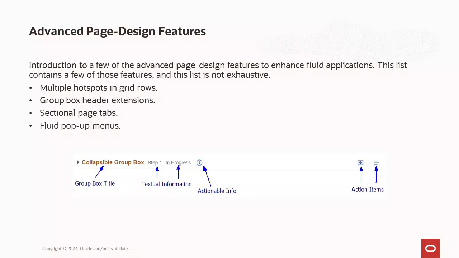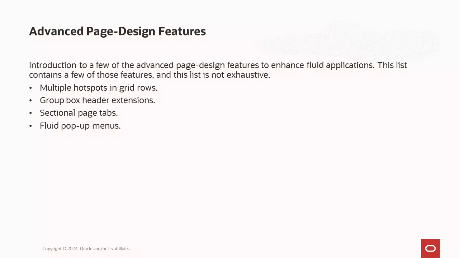You can use Groupbox header extensions to display additional information and actions related to the contents of the primary group box. 3 types of header extensions can be defined, such as textual information, actionable information, and action items. Textual information provides short text-only information. And actionable information is the clickable control that provides additional information. An action item is a clickable button or icon representing an action associated with the group box contents. Refer to the topic Creating Group Box Header Extensions in PeopleSoft Online Help.